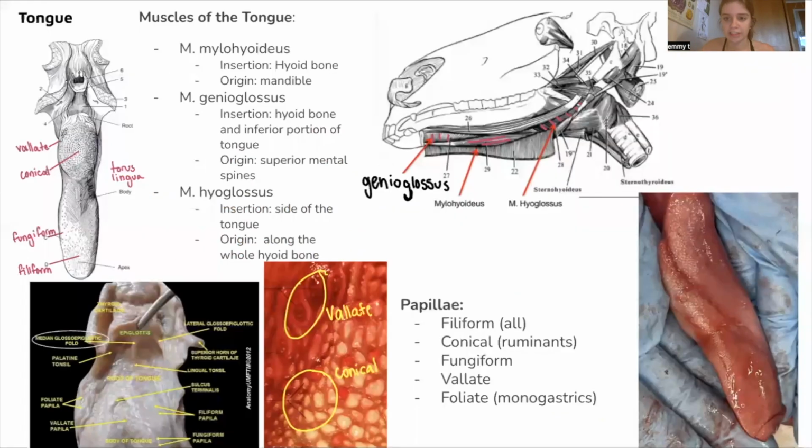Next, we'll be getting into the respiratory system. So first, we're going to be going over the tongue. There's three major muscles of the tongue, which are the mylohyoid, genioglossus, and hyoglossus.